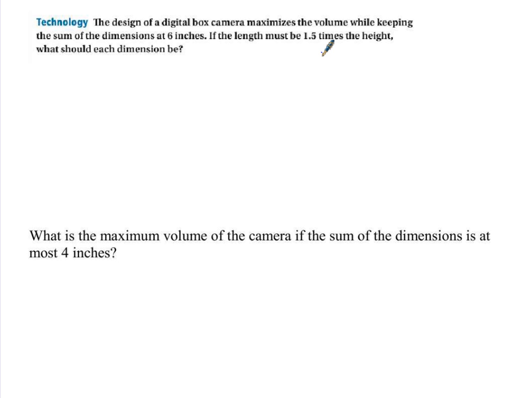Draw a picture. It says the design of a digital box. So I'm going to draw a box. And I'm going to try to make it 3-dimensional. So there's my box. The only thing I know about the dimensions is that the dimensions have to add to give me 6. So this length plus this length plus this length must be 6. Okay? Now, the only other thing that I know about this is that the length must be 1.5 times the height. Great. So what's the height?